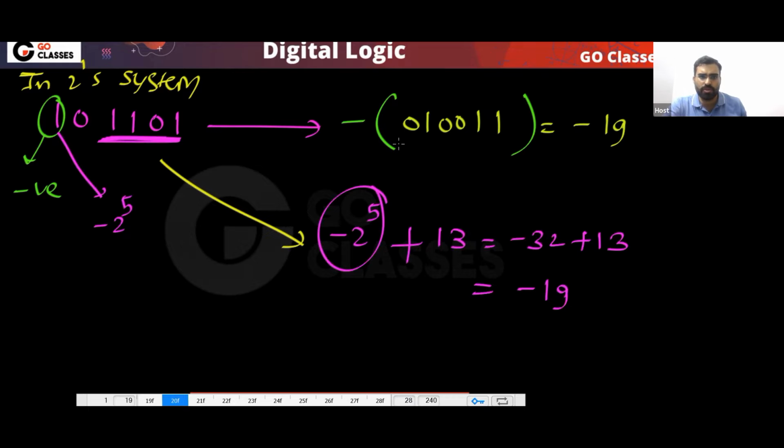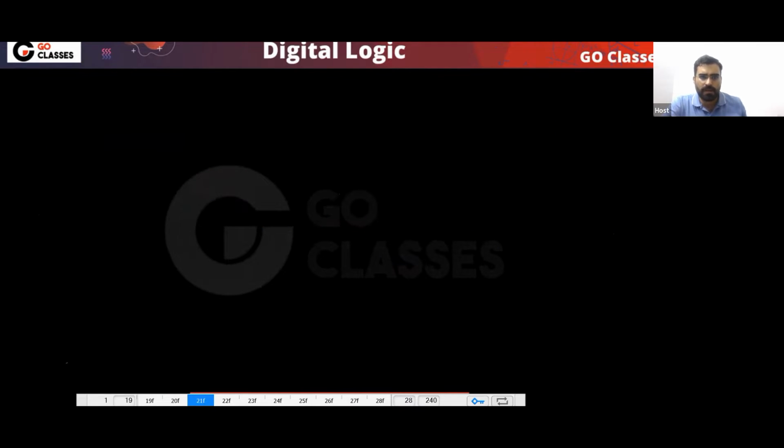So there are two ways you can calculate. Either you can calculate by method one, or you can calculate by method two. Both are correct. Okay, is this clear to everyone? So you can use anything. Let's see one more thing.